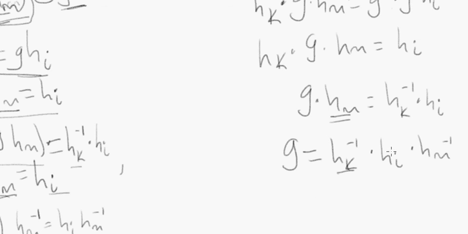That's a property of groups. H_i is already, by definition, an element of H. H_m was an element of H, so H_m inverse is also in H. So this is a product. G is a product of elements of H.